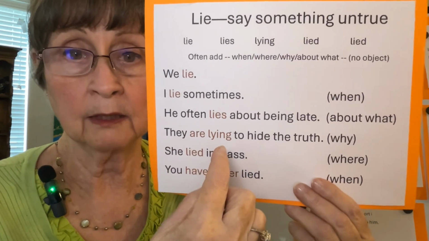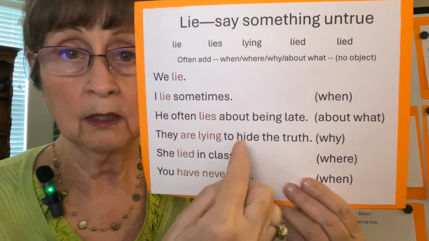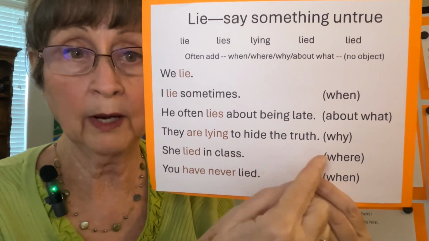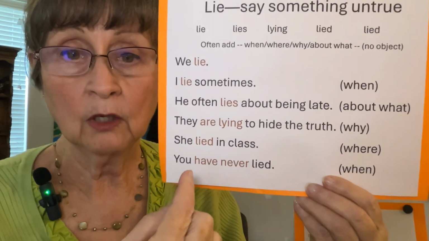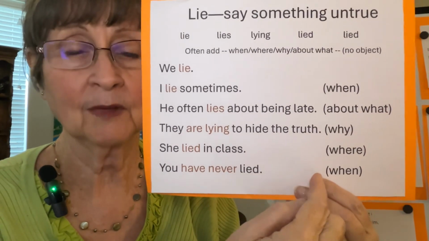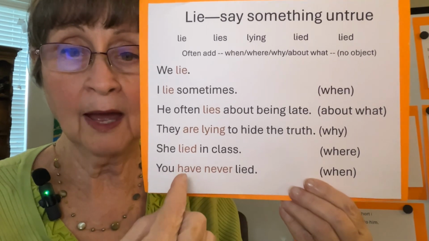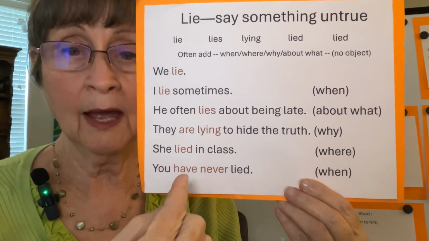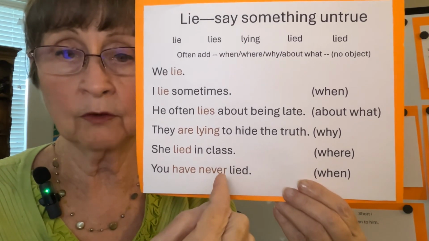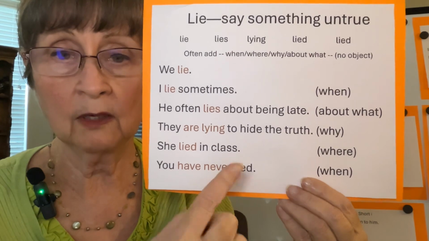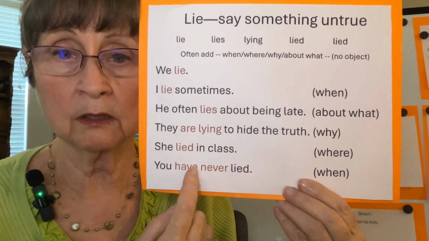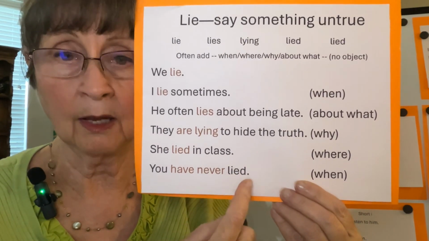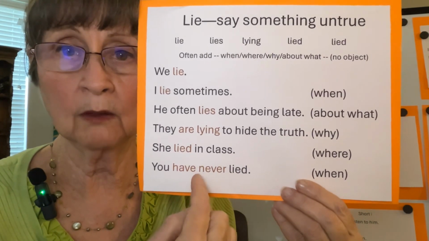They are lying. Why? To hide the truth. She lied where? In class. You have never lied. That's when. I could say you have not ever lied. Or I could say you have never lied. If I use never, then that's the negative word. If I say ever, then I need a not. You have not or you haven't ever lied. We talked about the difference between that one time before.